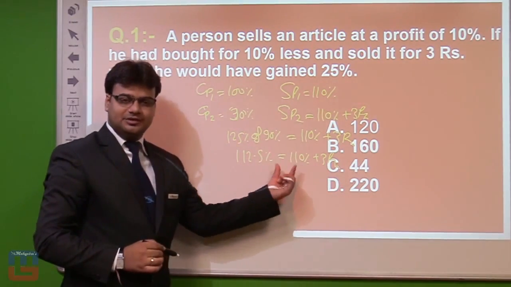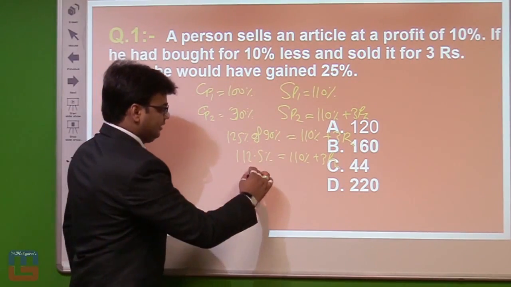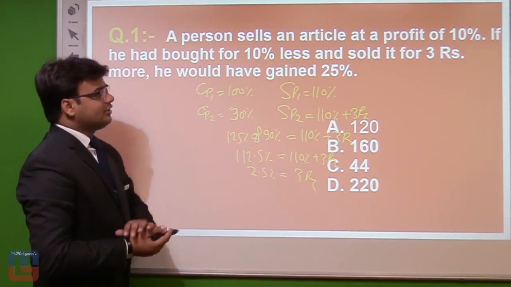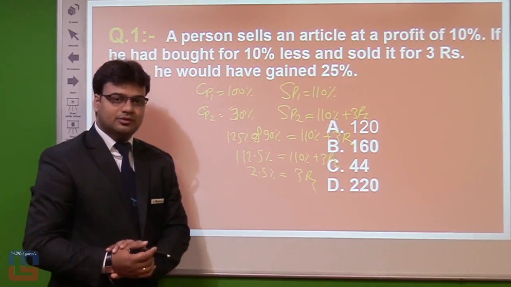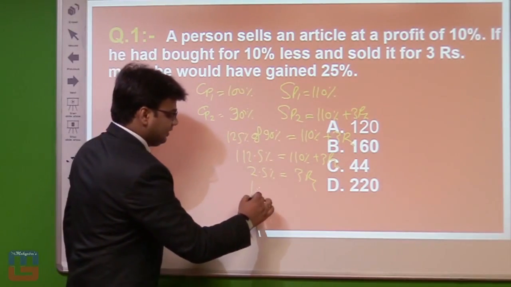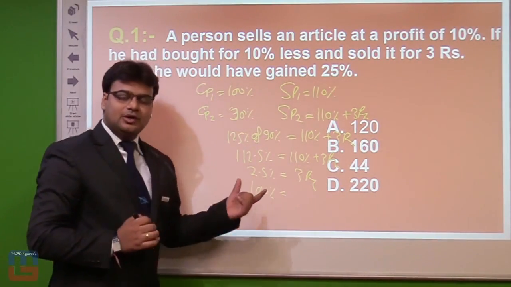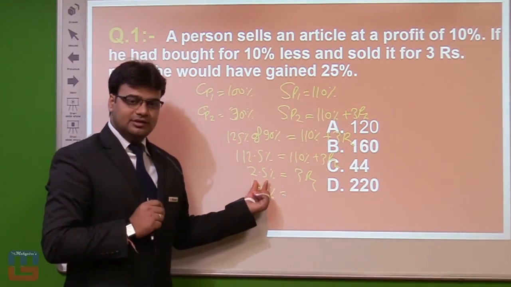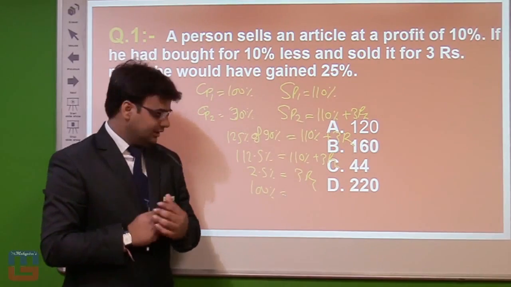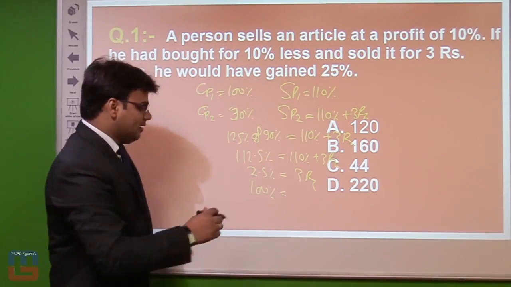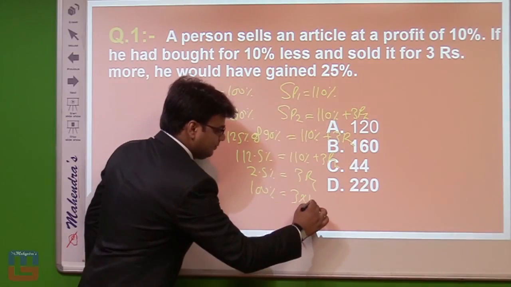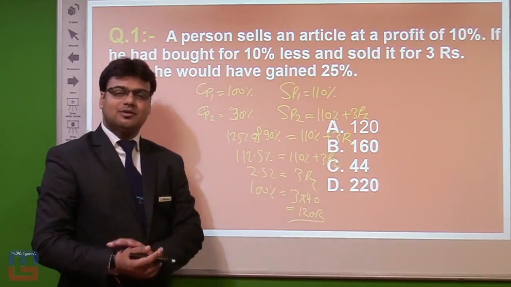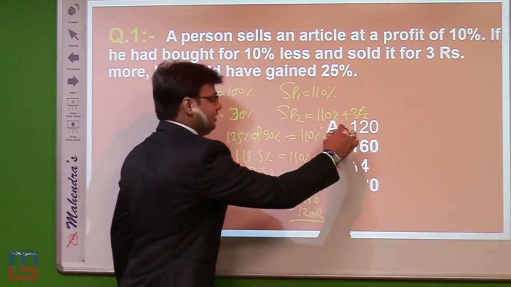If we subtract the percentages, we get 2.5% is equal to ₹3. What we require is to find the cost price, that means 100% is how much? We know 25% is 1/4, so 2.5% is 1/40. We require 100%, that means 1. We multiply 3 into 40, that is ₹120. It is available in our first option, so the correct answer is the first option.